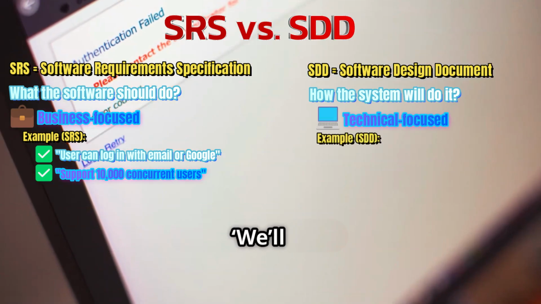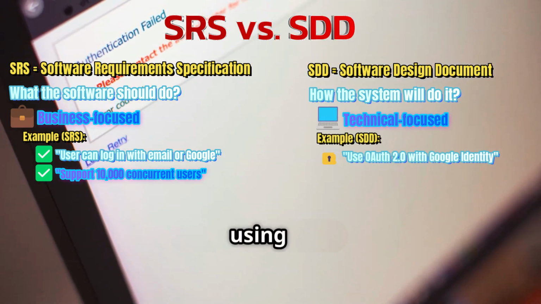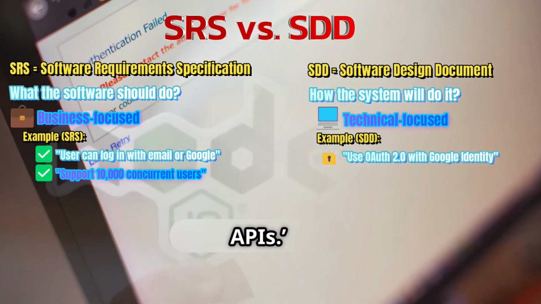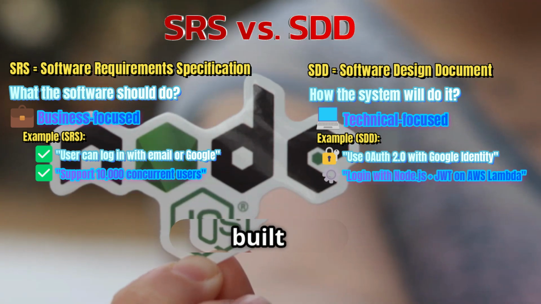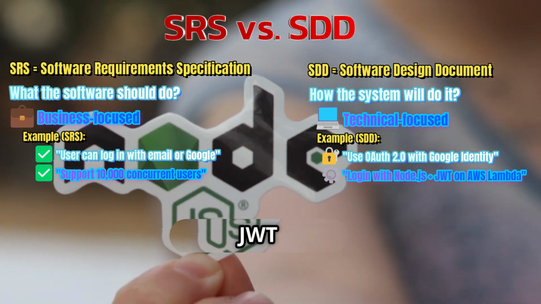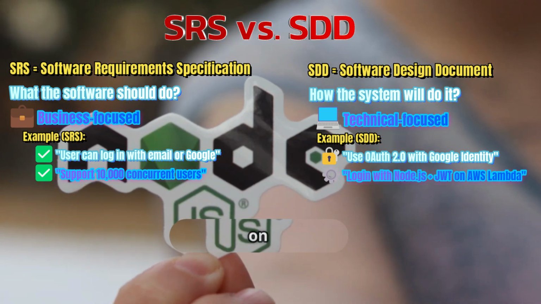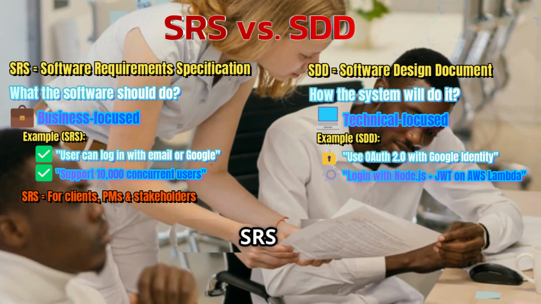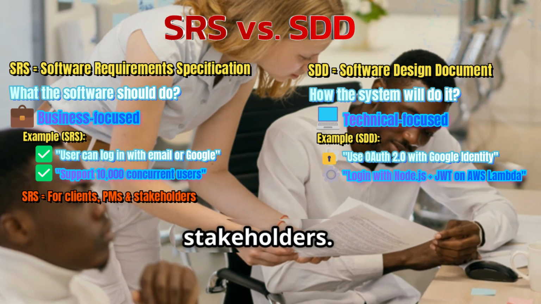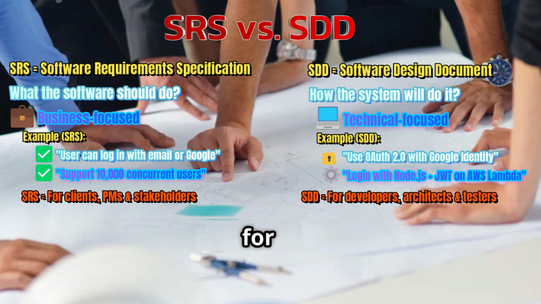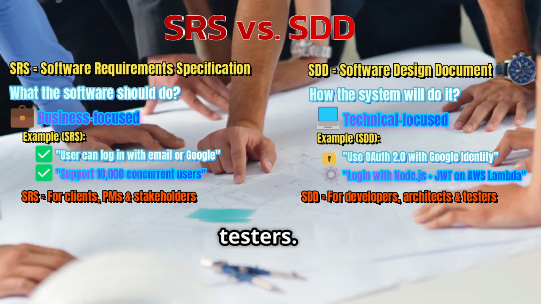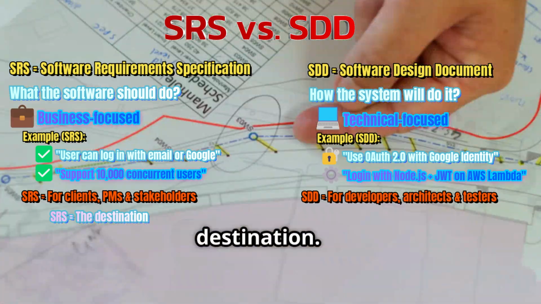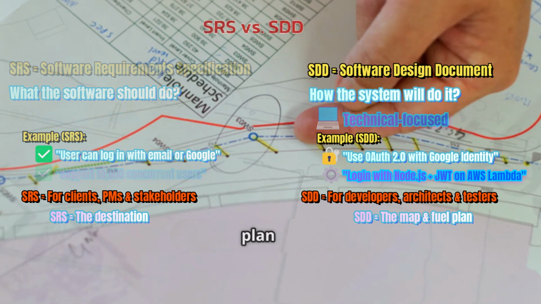It says, we'll implement OAuth 2.0 using Google Identity APIs, or the login service will be built with Node.js using JWT authentication, and deployed on AWS Lambda for scalability. To put it simply, the SRS is for clients, PMs, and stakeholders. The SDD is for developers, architects, and testers. The SRS is the destination. The SDD is the detailed map and fuel plan to get there.